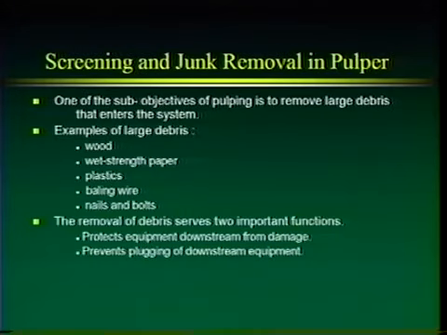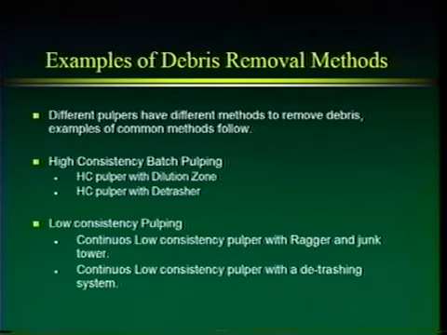And the removal of debris helps protect downstream equipment. You don't want glass and metals to scrape your centrifugal cleaners, for instance, that are probably made out of plastic. And it also prevents plugging of downstream equipment. Okay, now when we talk about debris removal methods, we have to go back to our categories, because the debris removal methods depend on the type of pulper.